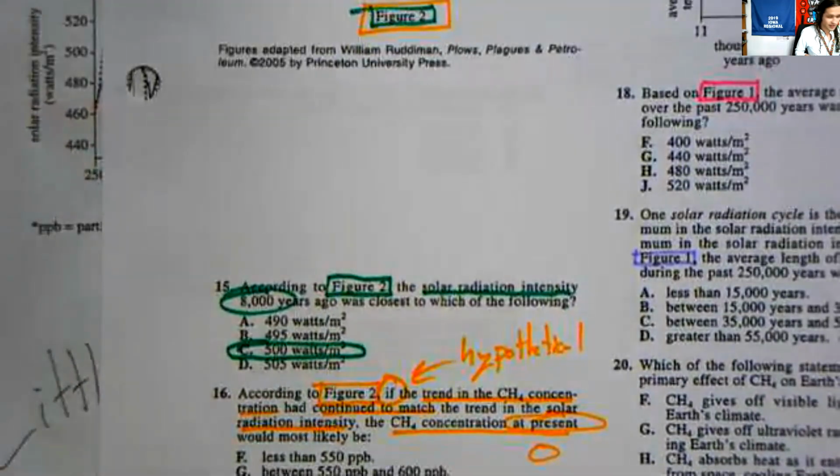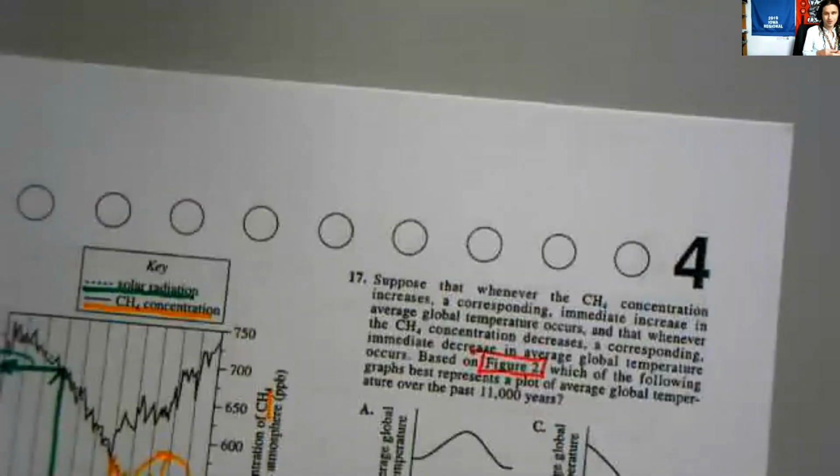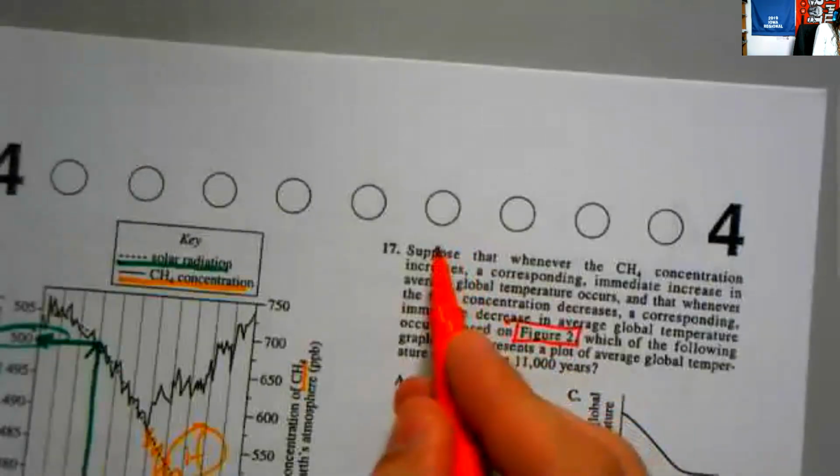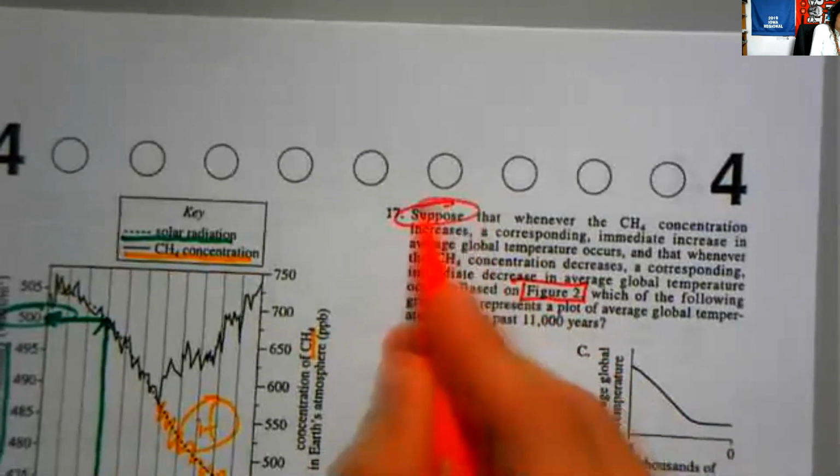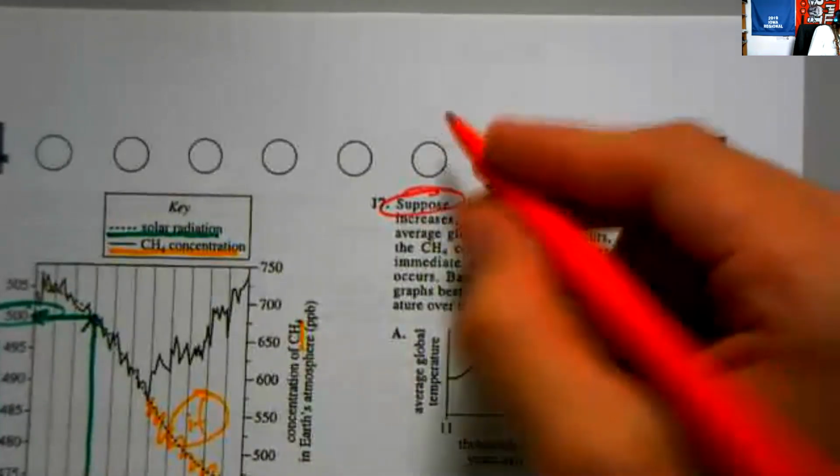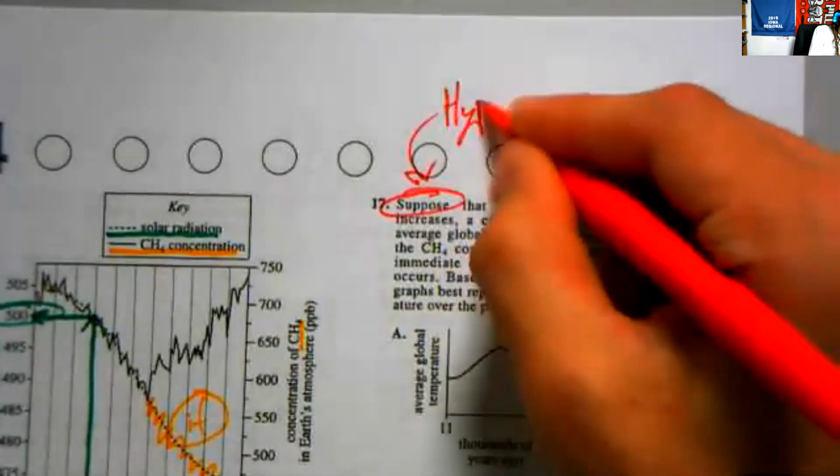So that's 15 and 6. Number 17. Suppose. That's going to be one of those words we always need to circle in here. It's a tricky word. I'm going to circle it. Suppose. When I see suppose, that's another hypothetical.